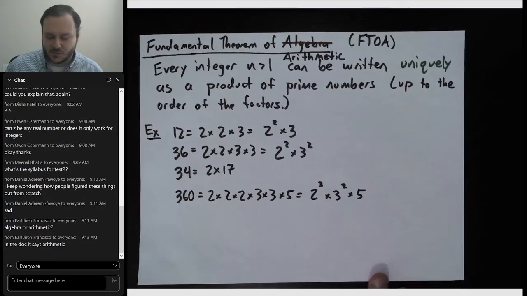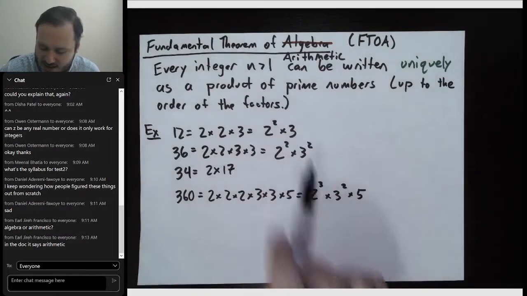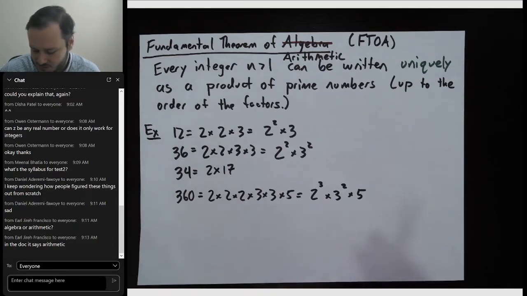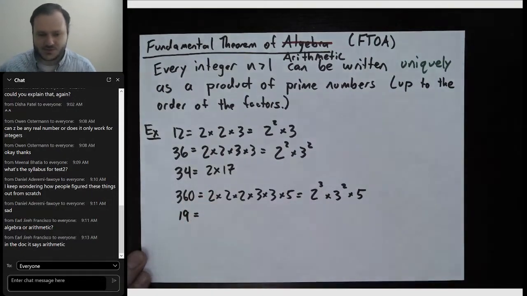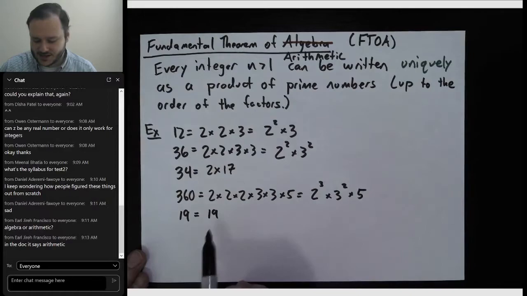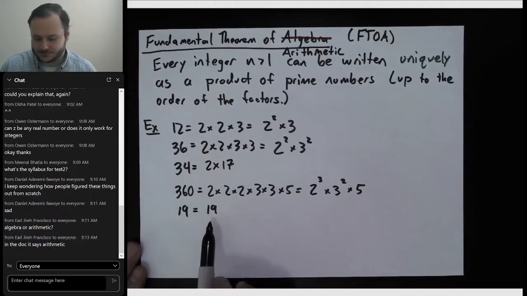And so the fundamental theorem of arithmetic is that if I take any integer n bigger than 1, I can break it down uniquely into a product of prime numbers. Now, it's worth noting this is even true for prime numbers. I take a prime number, that's just itself. This is a list of prime numbers being multiplied together.